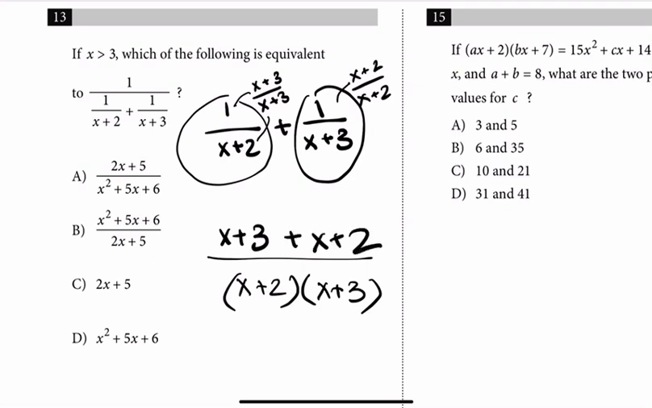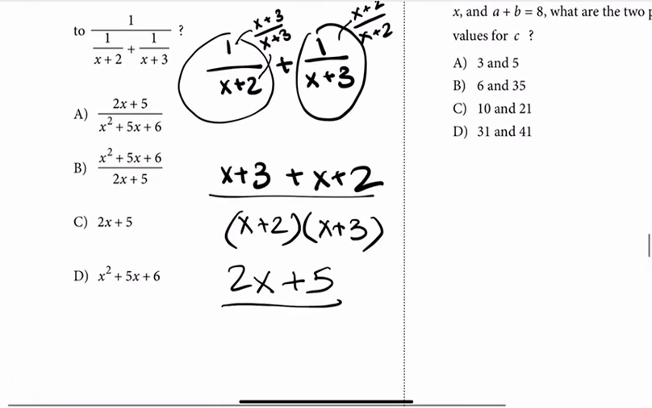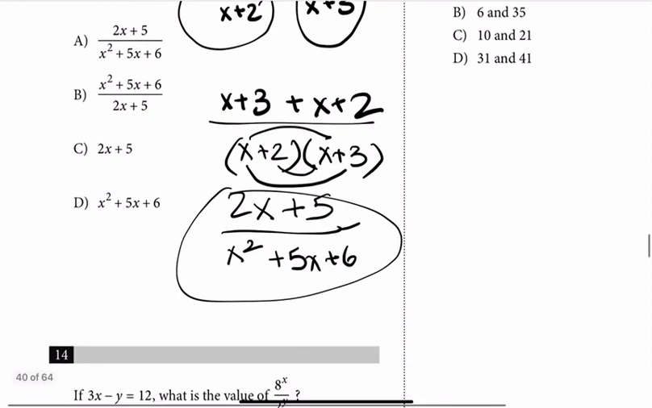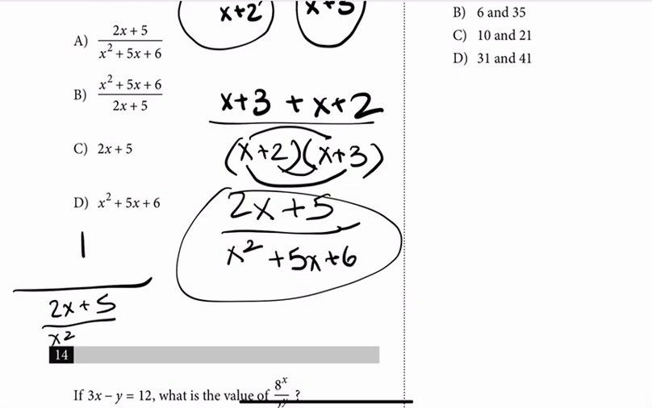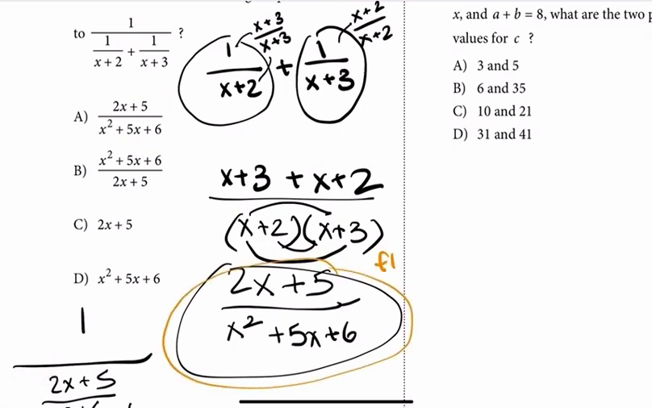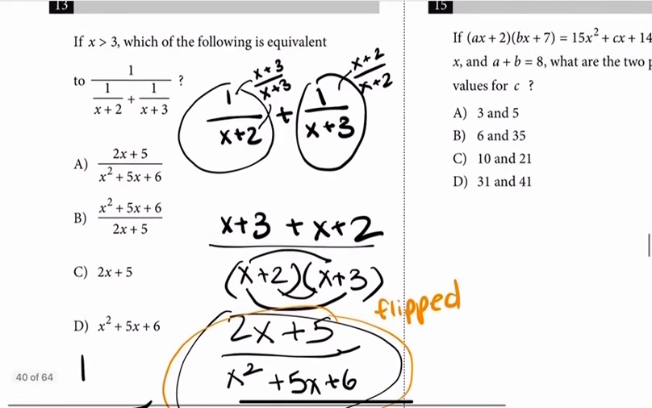And then when you add up the top, what you're going to get is 2x plus 5. And then when you FOIL out the bottom, you're going to do x squared, and then plus 2x plus 3x, which is going to be plus 5x, and then 2 times 3 is plus 6. So you have this, and now you're going to put all of this over 1. So you're going to do 1 over that, which basically means doing the reciprocal of it. So I'm looking for the answer that is the flipped version of this. So flipped. And that is going to be B.